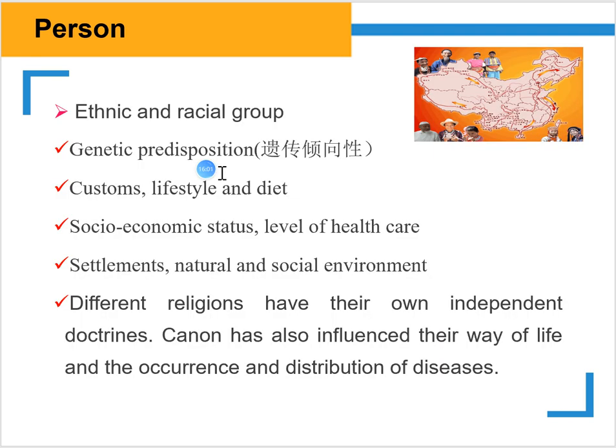Different ethnic and racial groups have different genetic predisposition, different customs, lifestyle and diet, different socio-economic status, level of health care, different settlements, natural and social environment. Different religions have their own independent doctrines. Canon has also influenced their way of life and the occurrence and the distribution of diseases.